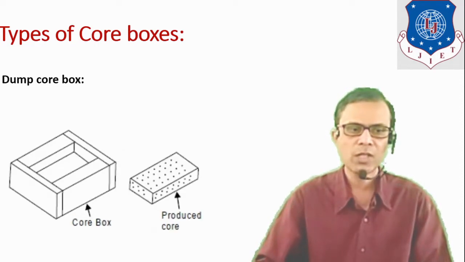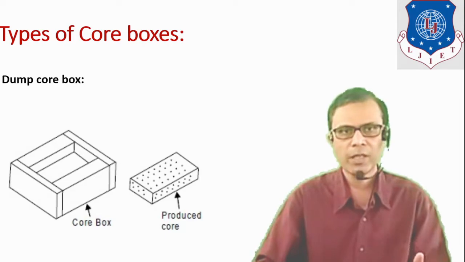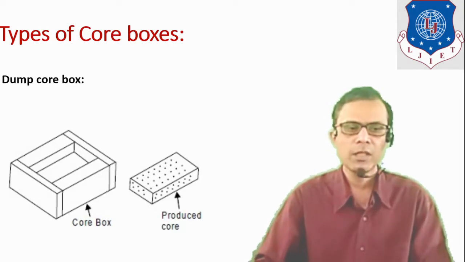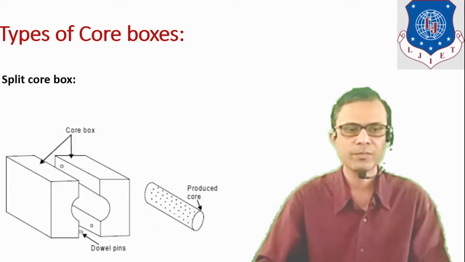Next type of box is dump core box. If the core shape is a rectangular slab type, then dump core can be used. Here, rectangular shape, so we can produce a slab-like core with the help of this dump core box.